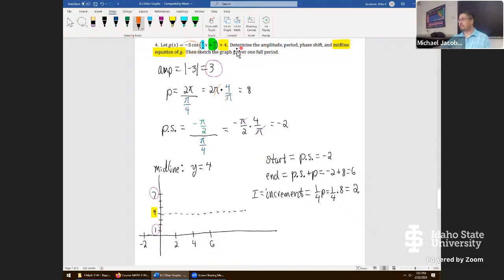But the trickery for cosine is there's also a negative, so you have to reflect your graph across this line as well, that midline equation. But any other questions, folks, on running through this kind of problem?